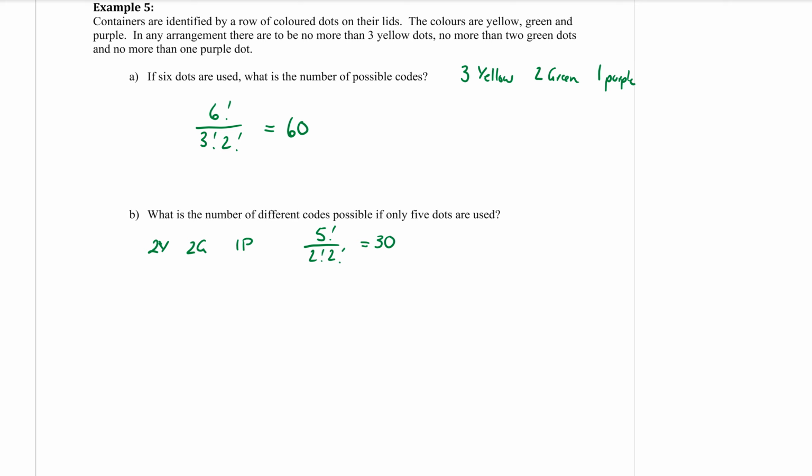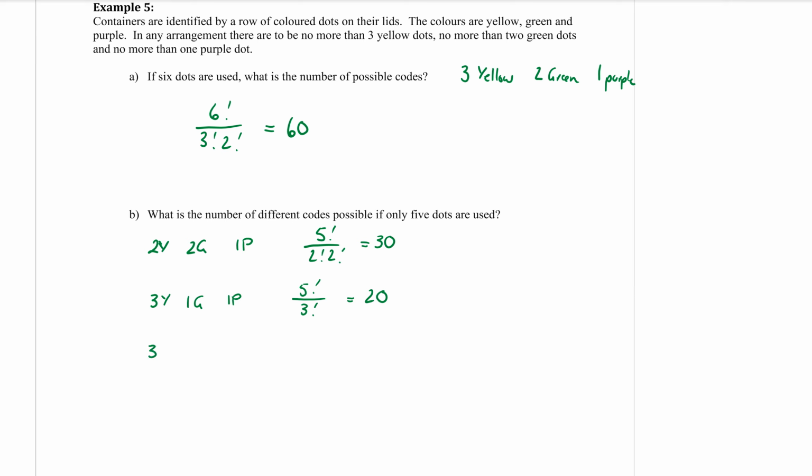Okay, I'm going to keep the 3 yellows this time, but I'm going to get rid of one of the greens instead. So I'd have 1 green and 1 purple. So I'd have 5 dots still, so 5 factorial. But there's only the 3 repeating yellows. The other 2 colours aren't repeating. That's only 20 ways of doing it that way, because 5 factorial divided by 3 factorial is only 20.